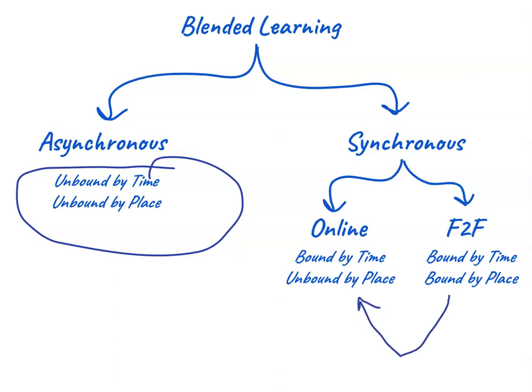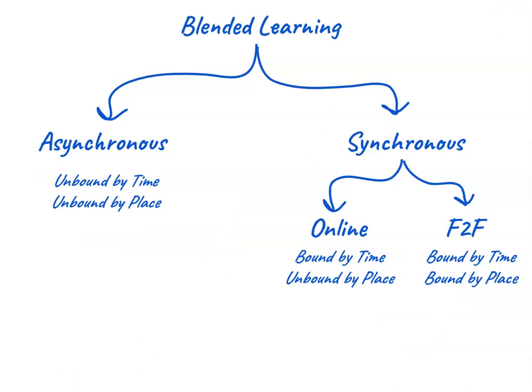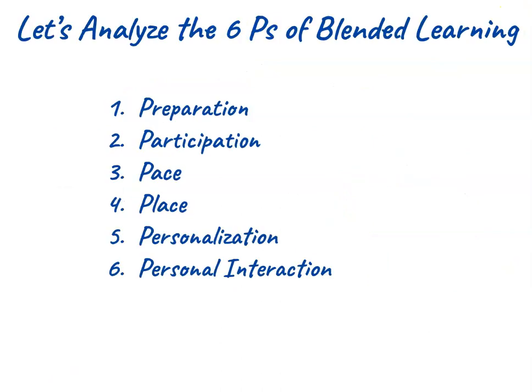So when I say synchronous in blended learning, I could mean synchronous online, which is bound by time but unbound by place. So you have to do it at a certain time, but you could do it anywhere. And then face-to-face, which is the most constraining. It's bound by time and place, but it has its strengths. It also has limitations. So this is how we're going to look at the 6 Ps and pull apart what the strengths and limitations are. Let's analyze the 6 Ps of blended learning through that lens, see what we come up with.